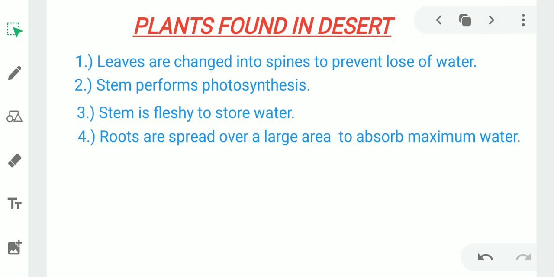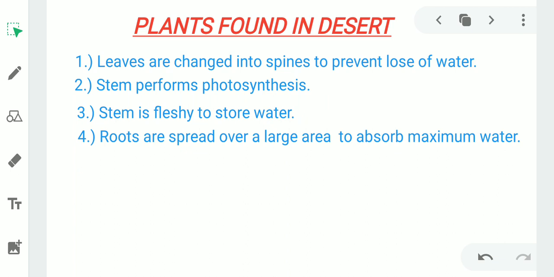Plants found in desert. In desert, there is very less water. It is too hot. So accordingly, plants adapt themselves to survive in desert habitat. So first adaptation is leaves are changed into spines to prevent loss of water. Leaves are changed into spines. They are like spines, so that water is not lost by transpiration process.